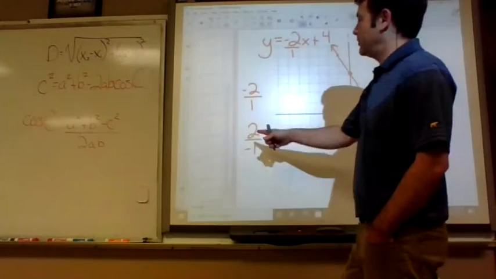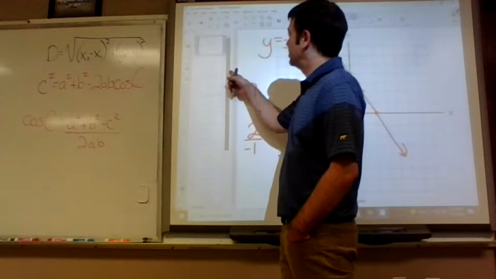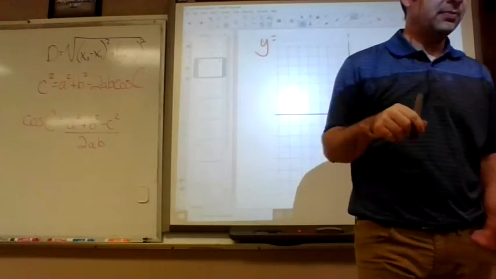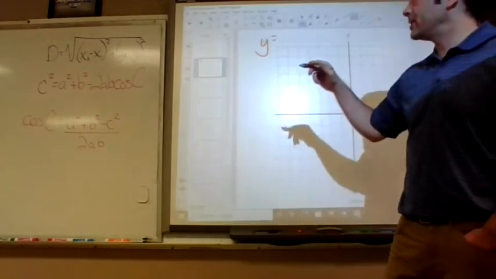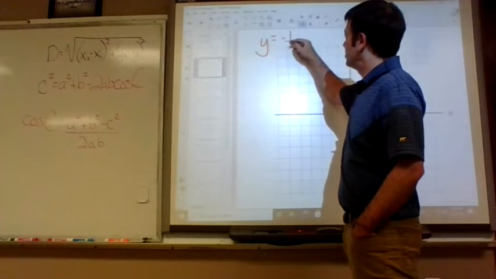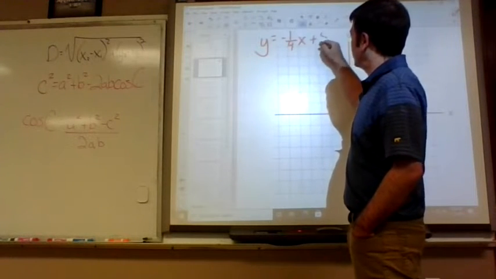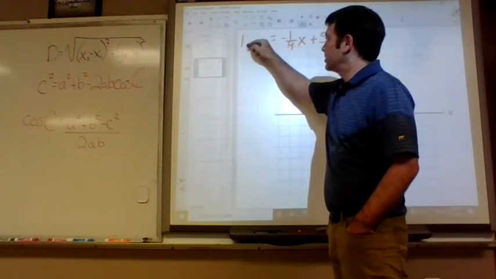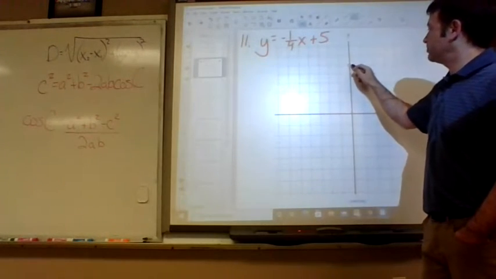Okay, number 11. Where did we start? How did we start the graph last time? Y-intercept. What is the y-intercept on number 11? Positive 5. So I'm going to go up 5 on my graph and put a dot.